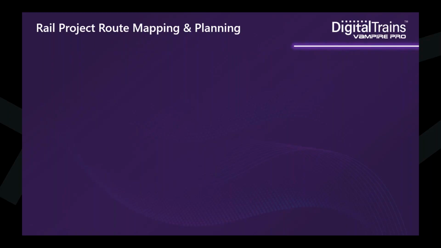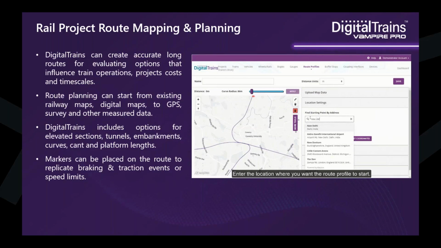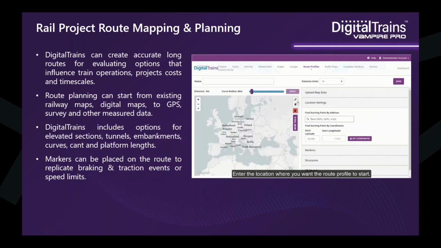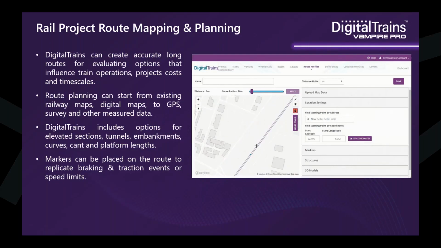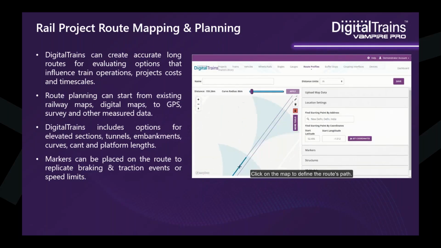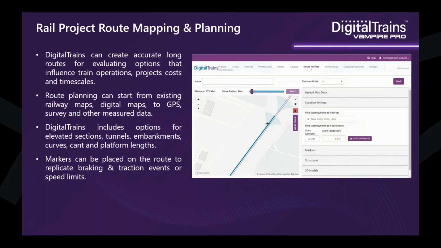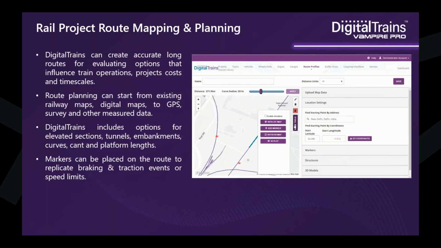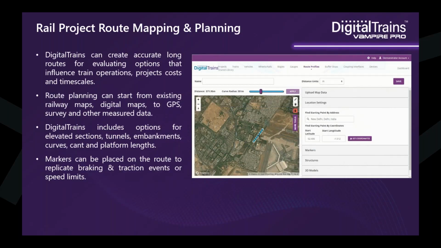So some of the features and how we build a project, etc. So at the start of any project, first thing needed, a train route is required. And within digital trains, we have inbuilt tools to allow users to easily create accurate long routes anywhere in the world. These are then used for evaluating options that influence train operations, project costs, and timescales. So route planning can start from existing railway maps, from digital maps to GPS, survey, or other measured data, all of which can be uploaded into digital trains.